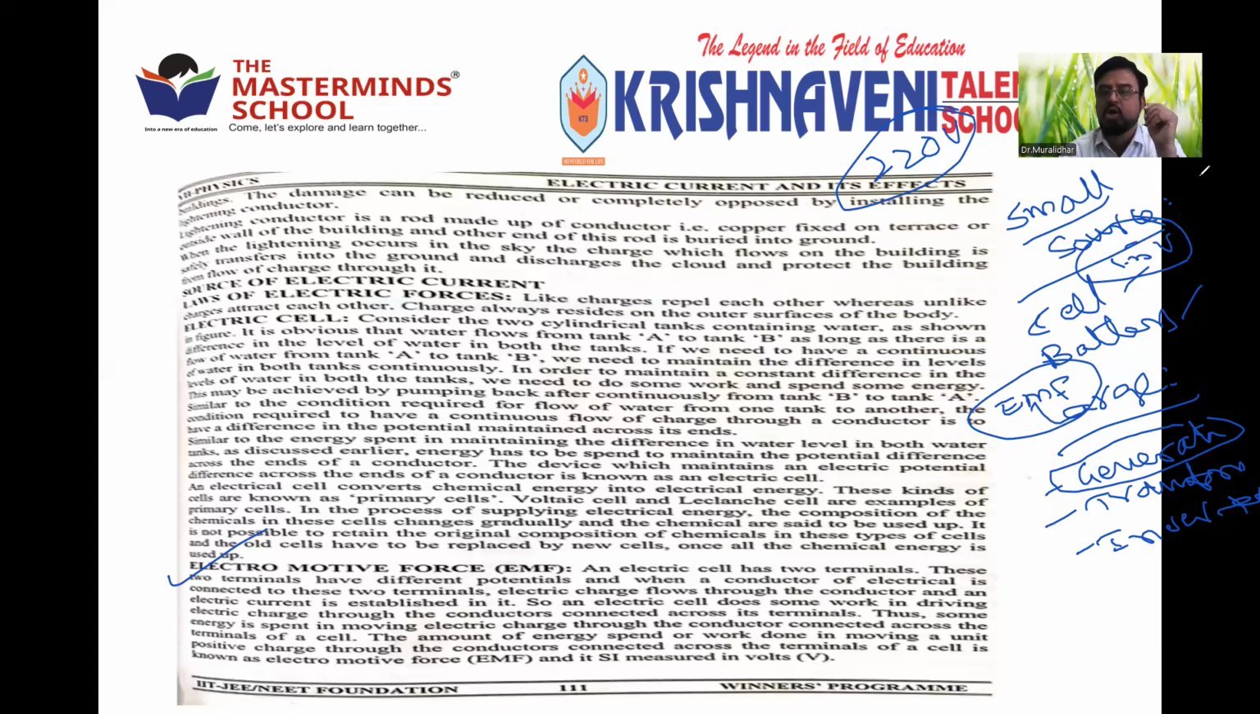A generator can give as much as you require, depending on your requirement. Industries require 720 volts of current, which is supplied by the department from the transformers. So this all comes under electromotive force. The energy that a source can supply is EMF. The short form is EMF, electromotive force.